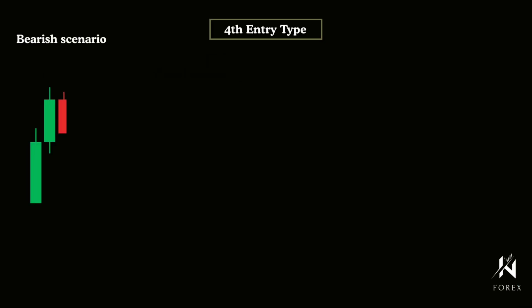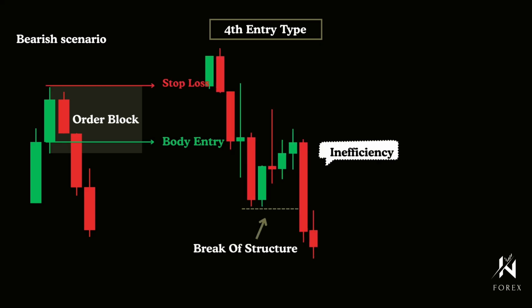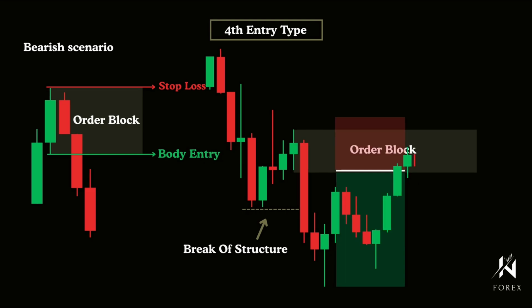The fourth entry type involves executing the trade based on the body of the order block candle. Once a valid order block is identified, the entry is placed accordingly, and for sell positions, the stop loss is set just at the high wick of the order block. This method is undeniably riskier, as the stop loss lies within the boundaries of the order block itself. If the price fully retraces the order block before reversing, it may trigger your stop loss prematurely. Therefore, it's crucial to understand the elevated risk tied to this strategy and evaluate whether it aligns with your overall trading plan.